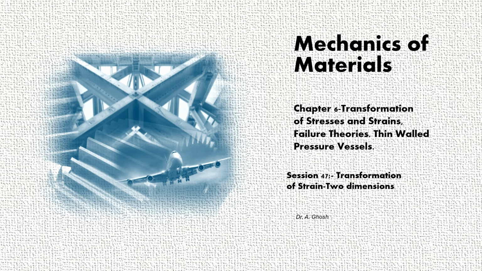We are in chapter 6, where we are discussing transformation of stresses and strains, failure theories, and thin-walled pressure vessels. This is the fifth session in chapter 6 and the 47th session overall. Here we discuss transformation of strains in two dimensions.